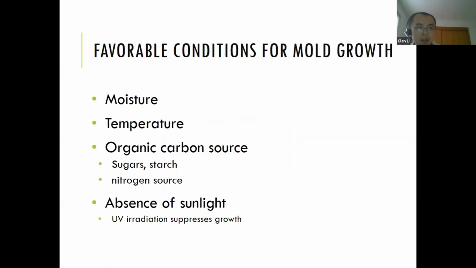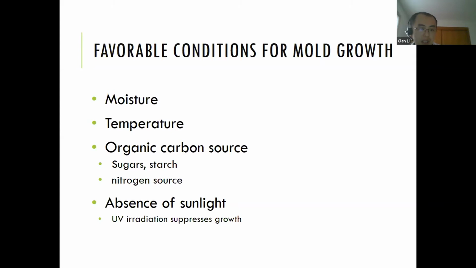Temperature is also important. So low temperature slows down mold growth. And the availability of a carbon source also matters. So usually sugars and starch are the preferred food of choice for mold. The presence of a nitrogen source can also help the growth of mold, because nitrogen is involved in the synthesis of nucleic acids, amino acids, etc. So that's also an important nutrient for mold growth as well.